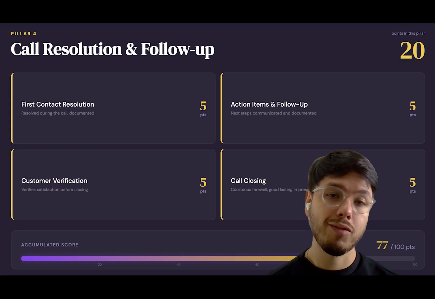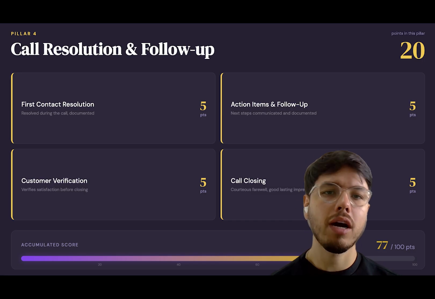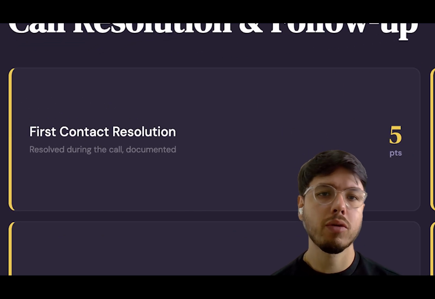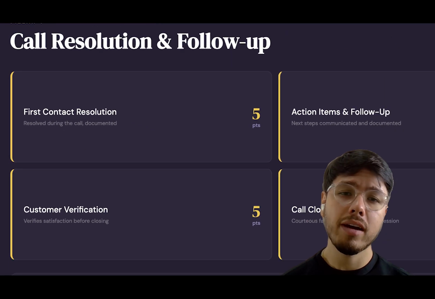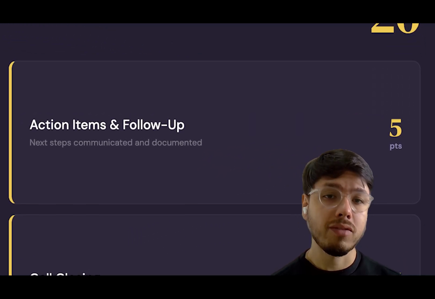The fourth pillar is call resolution and follow-up, because a good call ends well and keeps working afterward. Item number 1, first contact resolution. Did the agent resolve the issue during the call? Did they clearly document the resolution? 5 points. First call resolution, FCR, is pure gold in a call center. It reduces costs, it increases satisfaction.